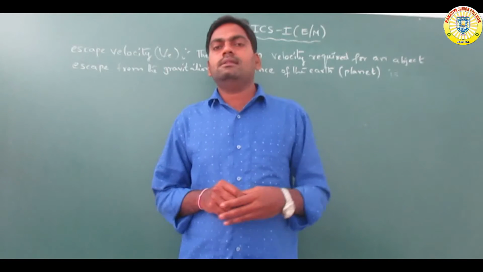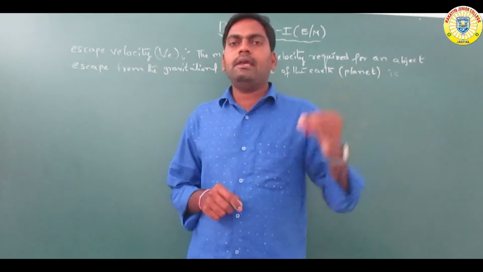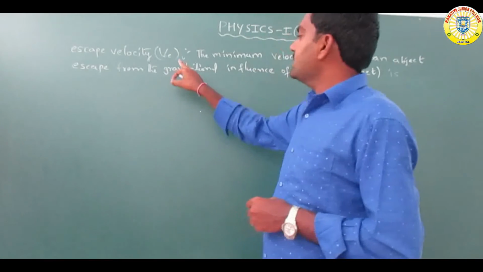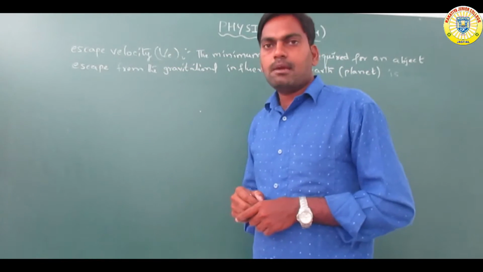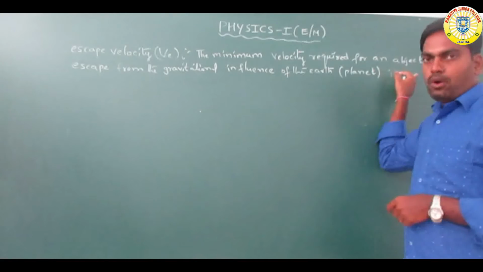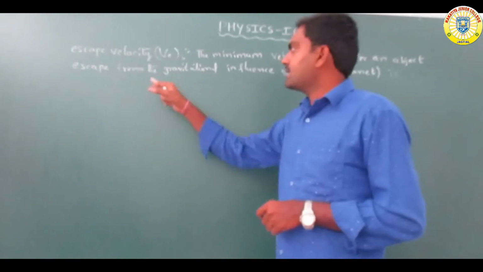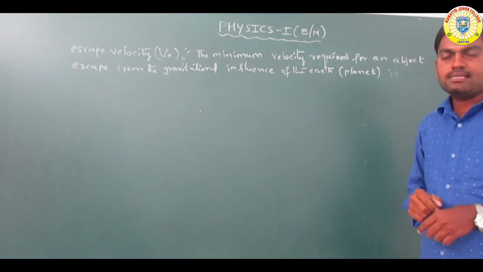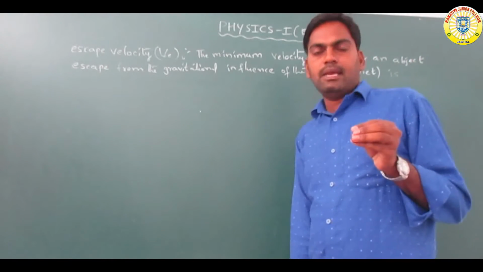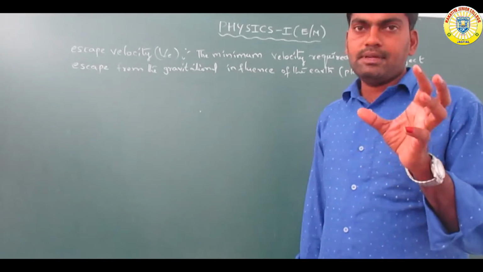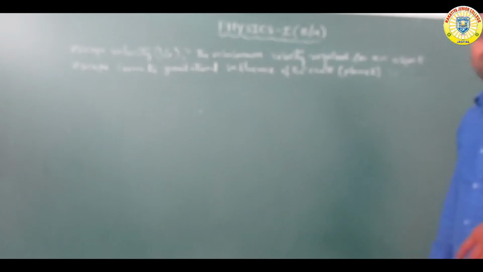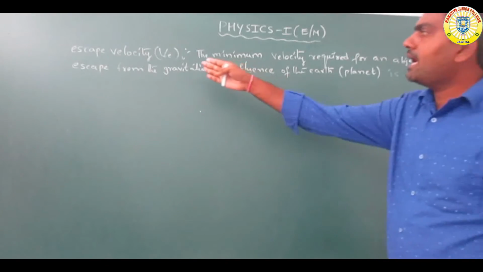Escape means తప్పించుకొని పోవడం. Escape velocity is denoted by V E, and it is the minimum velocity required for any object to escape from gravitational influence, that is, from the gravitational force of the Earth or planet.